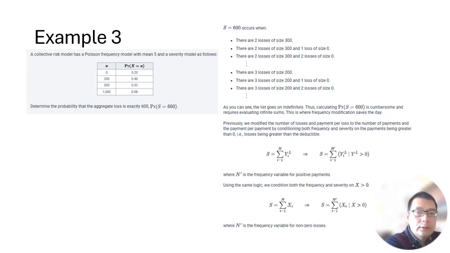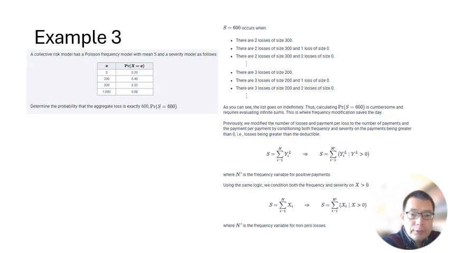So generally, if we look at this case, we can see that S equal to 600 occurs when there are two losses of size 300, or two losses of size 300 and one loss of size 0, or you can have two losses of size 0, and you can also have three losses of 200 or three losses of 200 plus one loss of size 0, and so on and so forth. Because there's a size 0, there are in fact indefinite cases here.